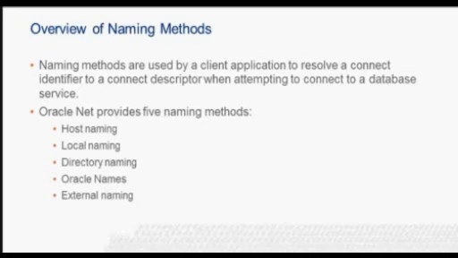Naming method configuration consists of the following steps. First, select a naming method, then map connect descriptors to simple names, then configure clients to use the naming method. That's it. Oracle provides five naming methods: host naming, local naming, directory naming, Oracle Names, and external naming. We will see these one by one.